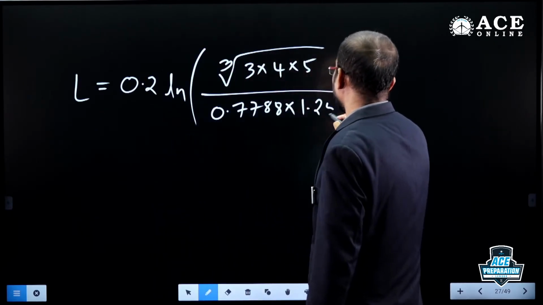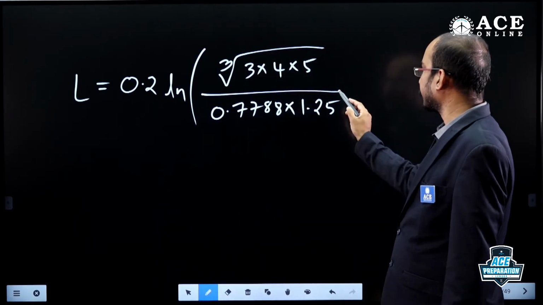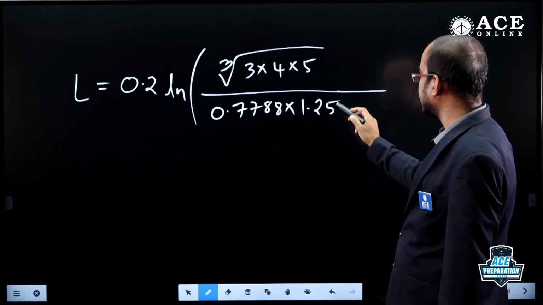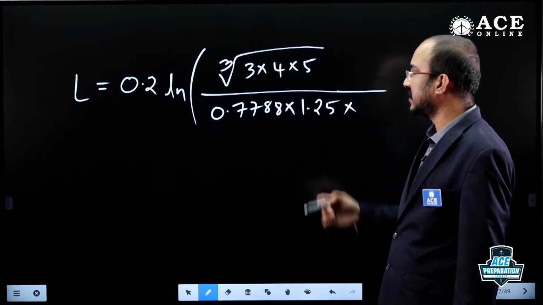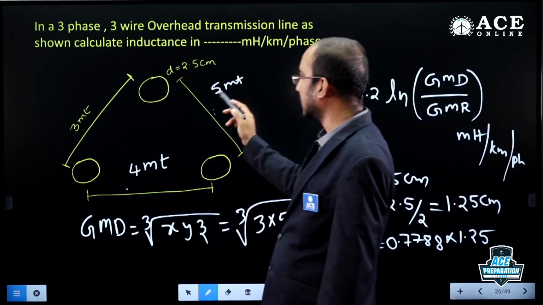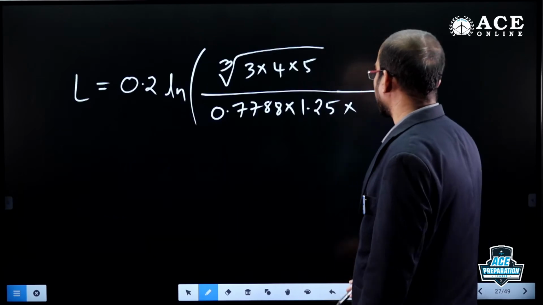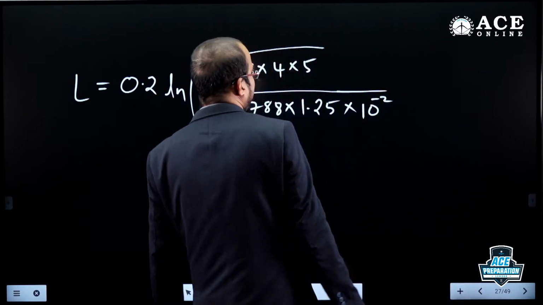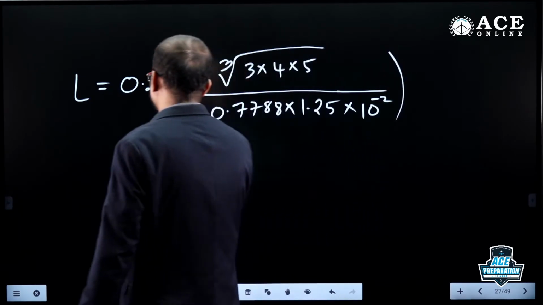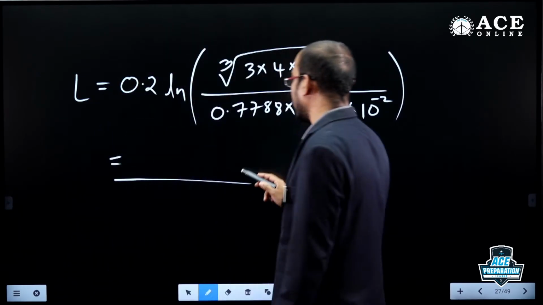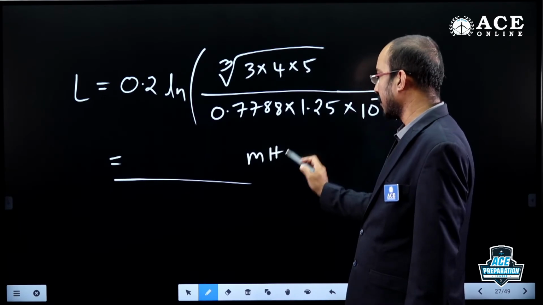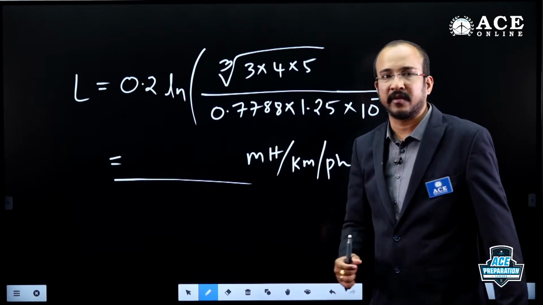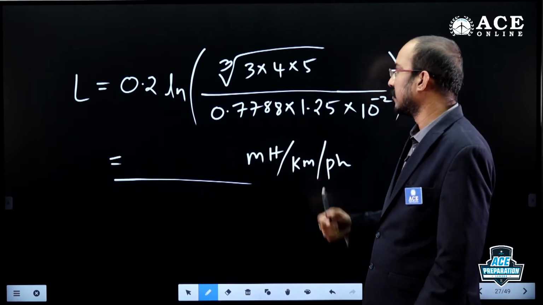1.25. Yes, this is in centimeters, that is in meters. Spacing is given in meters, radius is in centimeters. So converted into meters, that is 10 power minus 2, we can write. So if you simplify this, you get the inductance value in millihenry per kilometer per phase.